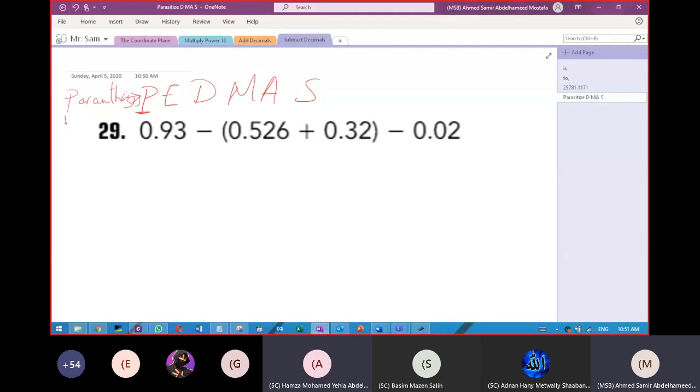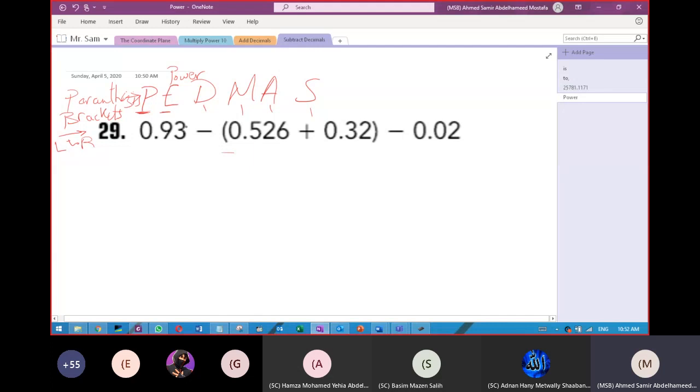So we have here brackets, so we start with the brackets. Of course, E is exponents, which is another word for power. We learned about power last week. And of course, division, multiplication, addition, and subtraction. Parentheses or brackets, power or exponent, division, multiplication, addition, subtraction. And of course, we're going from left to right. We start with the P, which is parentheses or brackets.